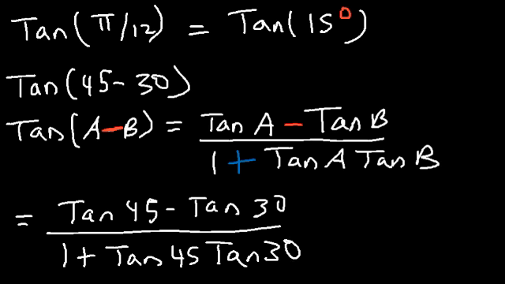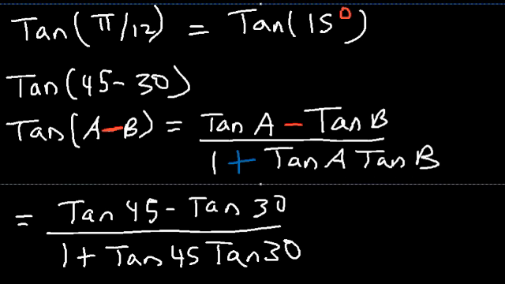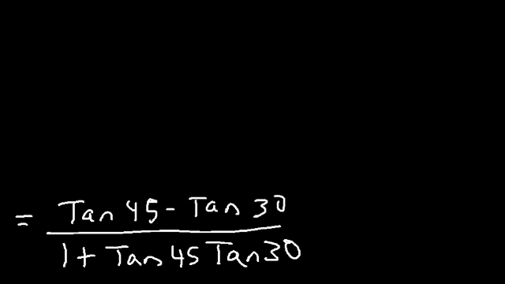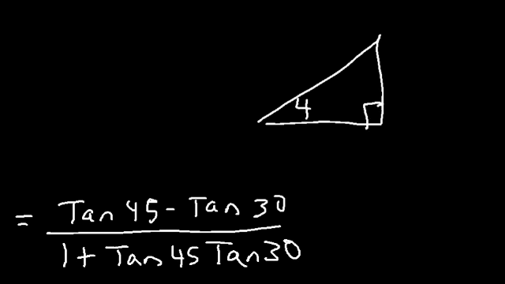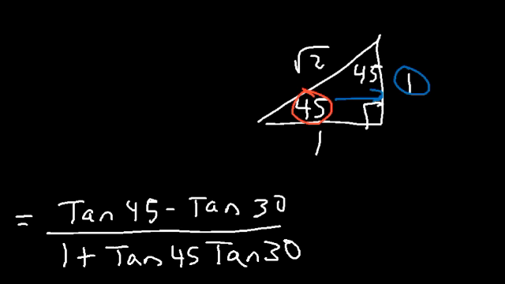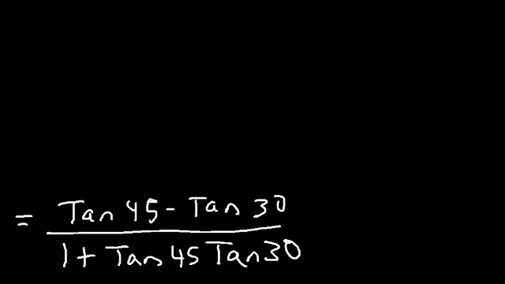So we mentioned earlier that tangent 30 is root 3 over 3. But what about tan 45? So let's draw the 45, 45, 90 triangle. Now let's focus on this 45. Tangent is opposite over adjacent. Opposite to that angle is 1. The adjacent side is 1. So 1 over 1 is simply 1. So tan 45 is 1.